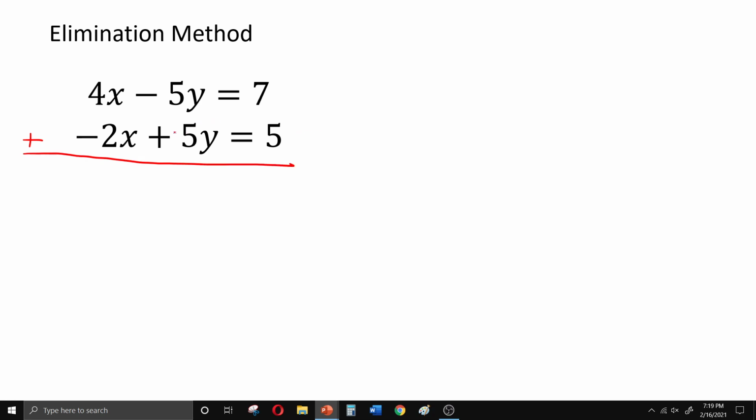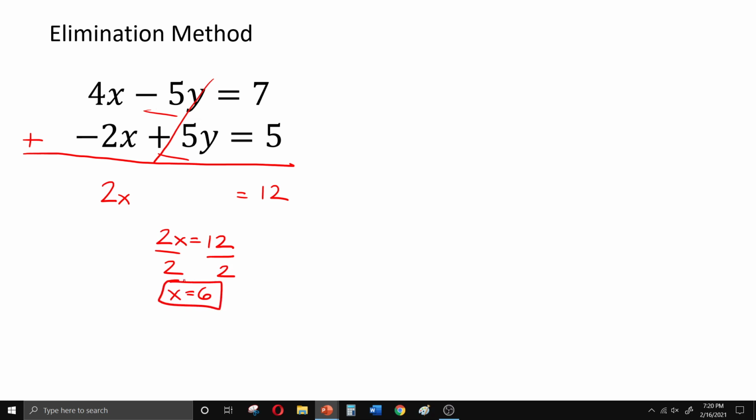like terms, what will happen is 4x then minus 2x gives me just 2x, right? 4 minus 2. But negative 5 and positive 5 will cancel out. Okay, really, we get 0, but 0 times anything is just 0, so we can just make that go away. And that leaves us with 7 plus 5 is 12. And that leaves us with a very easy to solve equation, right? Just 2x equals 12, and we can divide both sides by 2.